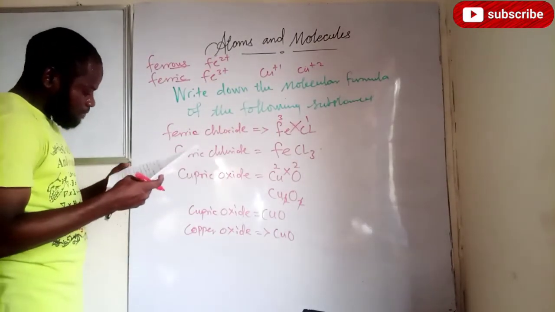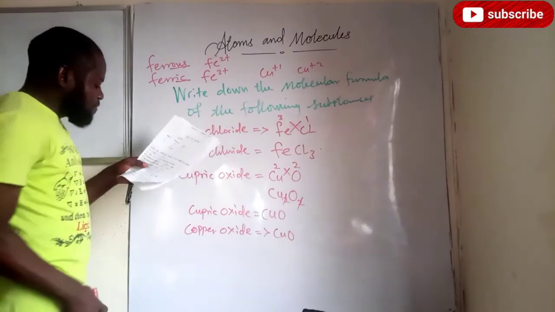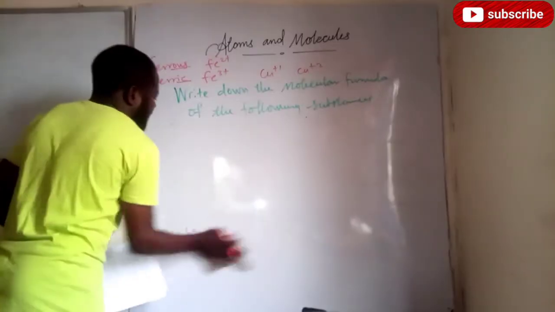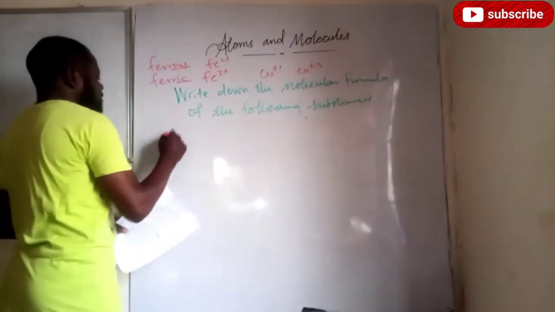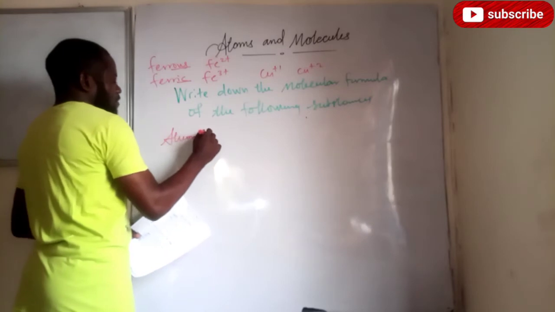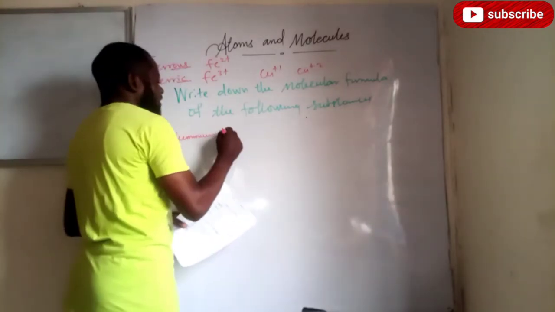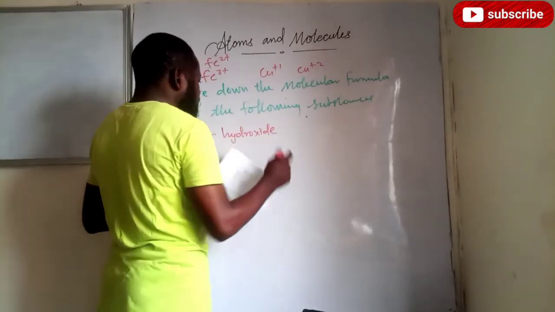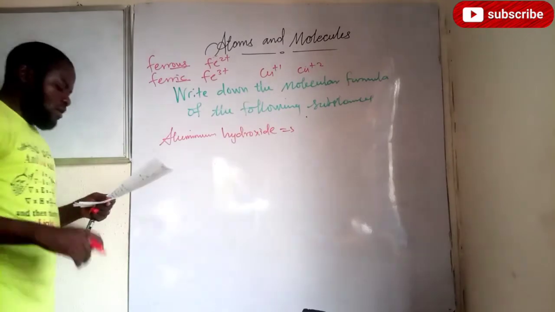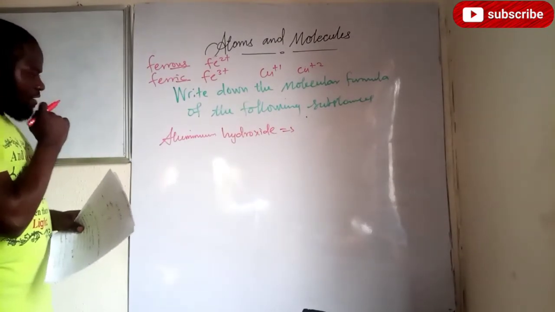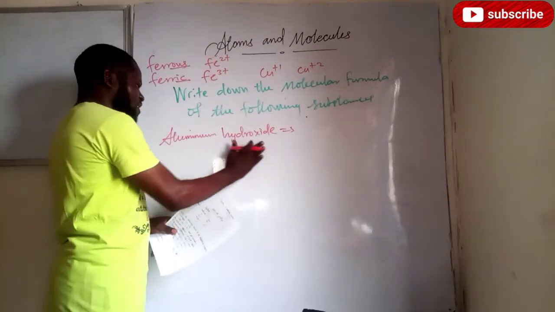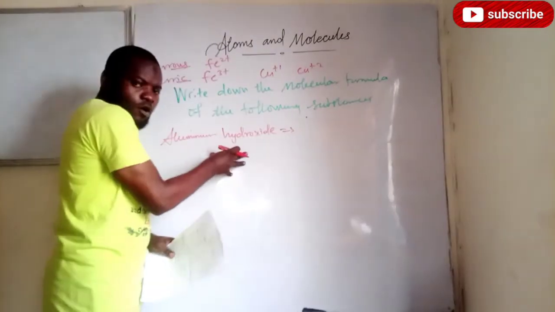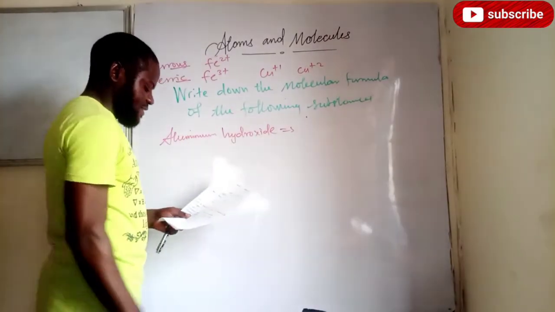Okay, let's look at more. Okay, let's look at aluminium hydroxide. Okay, I think I like this. Aluminium hydroxide. So when you talk about aluminium hydroxide, you should know that we are talking about 2 elements here. That is, this is going to be a compound. We are making use of valency.